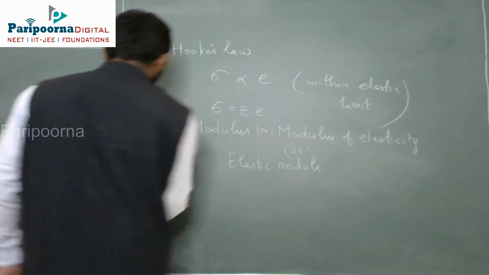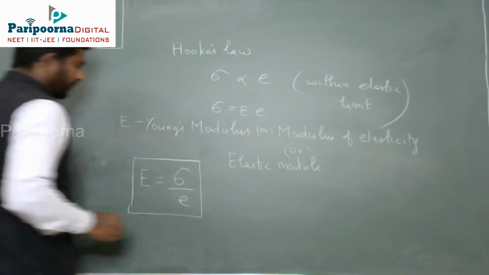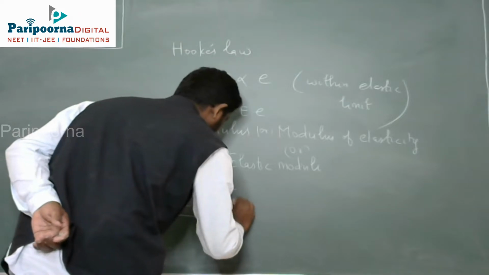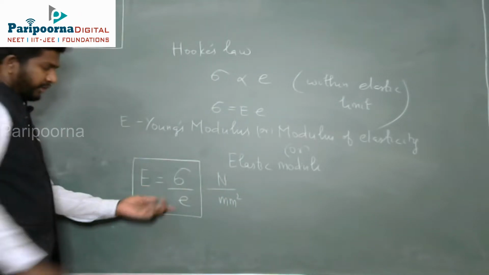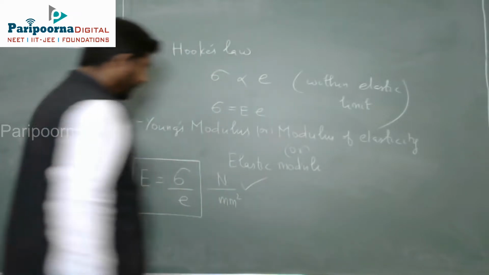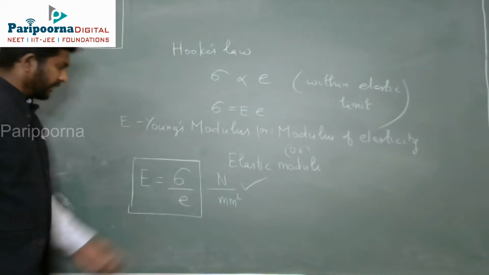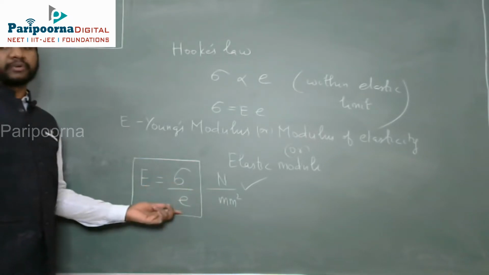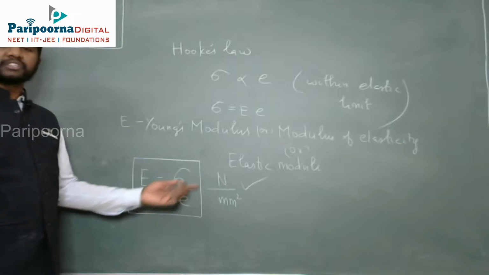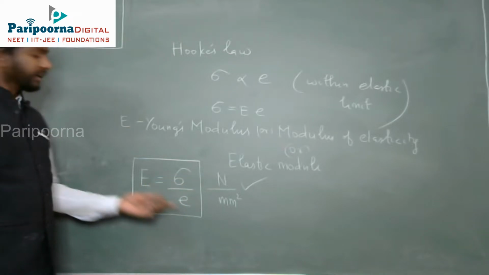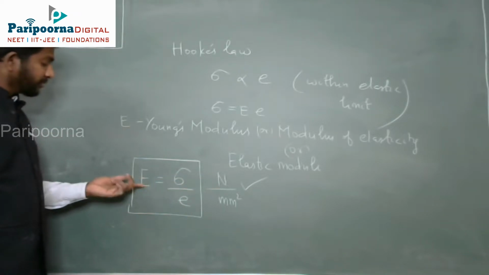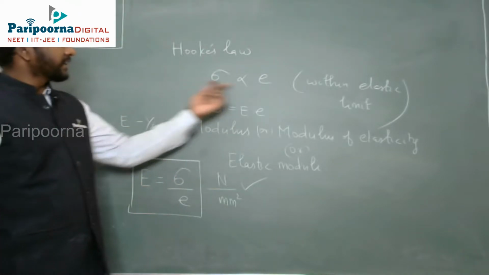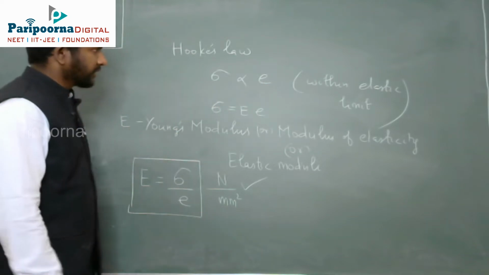So how can you define Young's modulus? The unit of stress is Newton per mm square. Strain has no unit, so the unit of Young's modulus is Newton per mm square. The ratio of tensile stress to the corresponding tensile strain, or compressive stress to the corresponding compressive strain, is nothing but Young's modulus. This is a material constant. I hope you understood Hooke's law clearly: stress is directly proportional to strain within elastic limits.